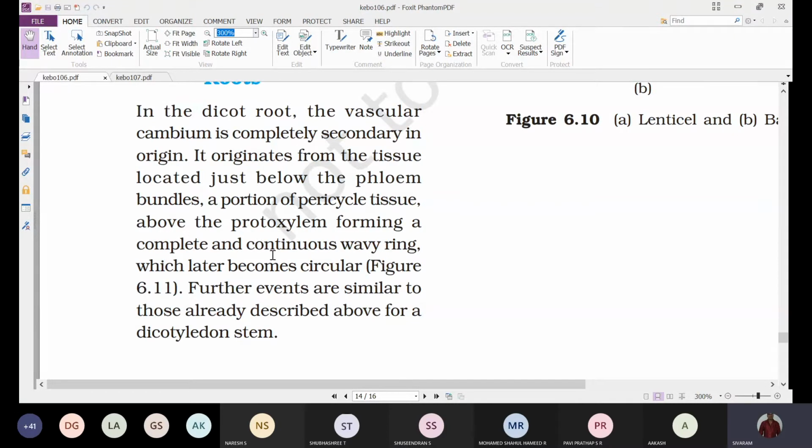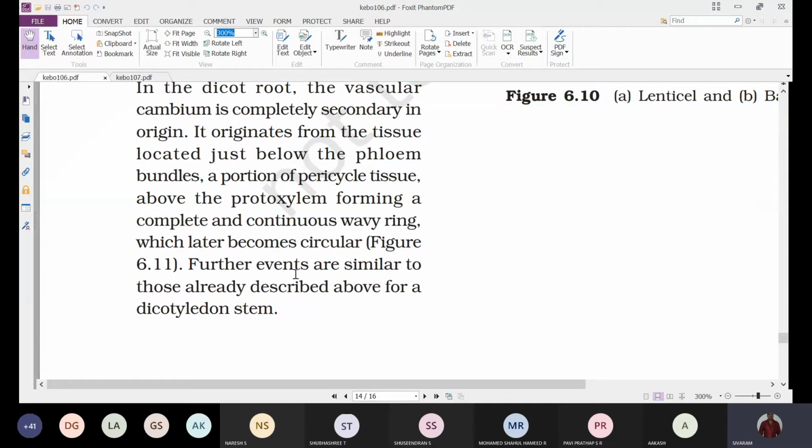Further events are similar to those already described above for a dicotyledonous stem. That means the remaining is the same. The cells that are cut off towards the inner side will form the secondary xylem, and the cells that are cut off towards the outer side will form the secondary phloem. As the cells formed towards the inner side are more active, there is more secondary xylem when compared to secondary phloem. That is what we can see.